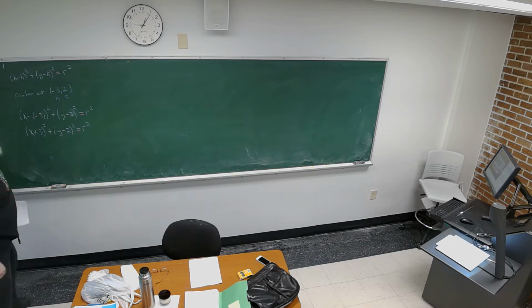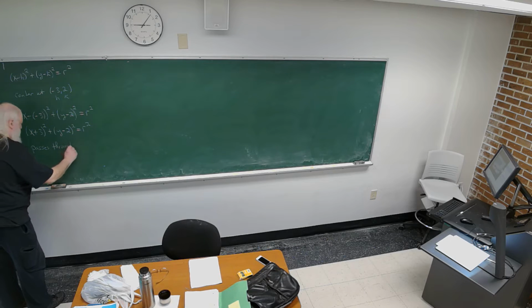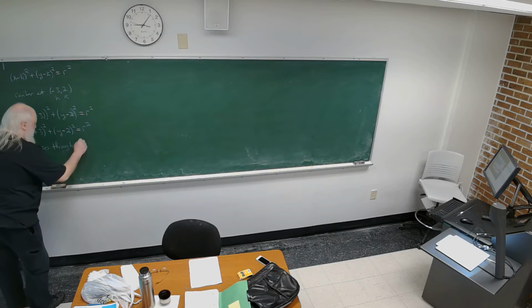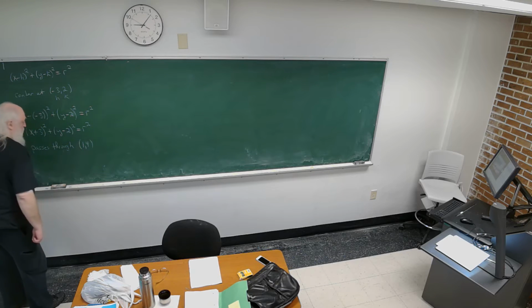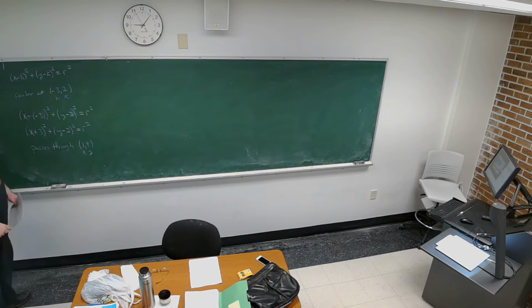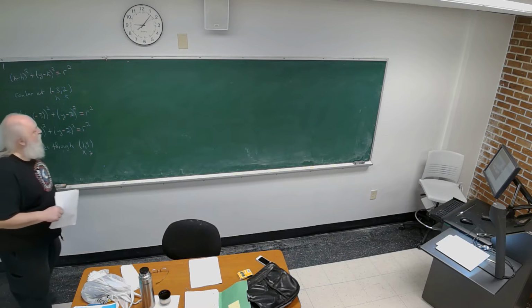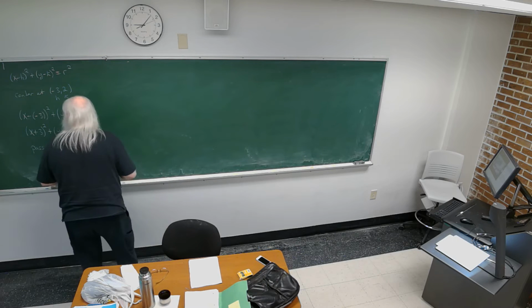Now, the graph of this circle passes through the point 1, 4. 1 is the x coordinate, 4 is the y coordinate. So x equals 1, y equals 4 has to satisfy this equation. So we put in 1 for x, 4 for y, and then solve for r squared, the radius squared for this circle.